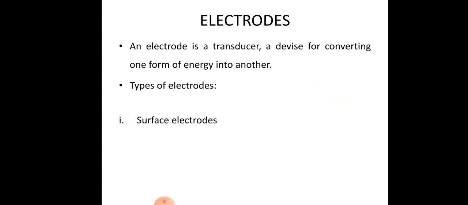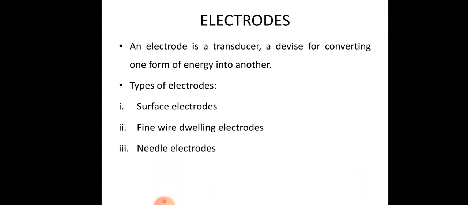So coming to electrodes, electrodes are nothing but transducer devices which convert one form of energy into the other. Here in EMG, the electrodes are converting myoelectric potential for display purposes. So the action potential is converted into an electrical form of energy. That's the function of the electrode.